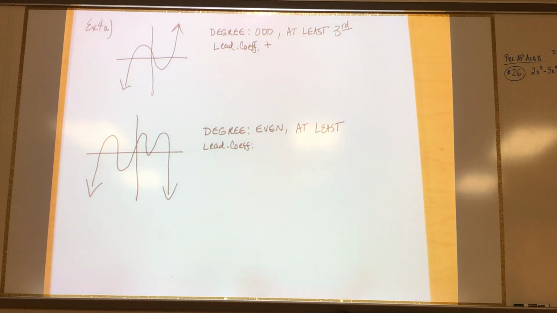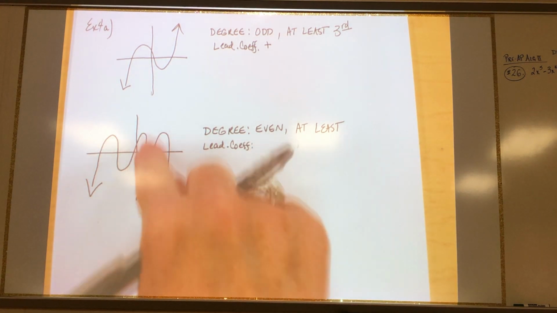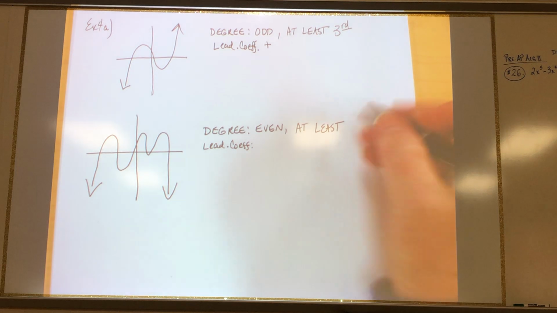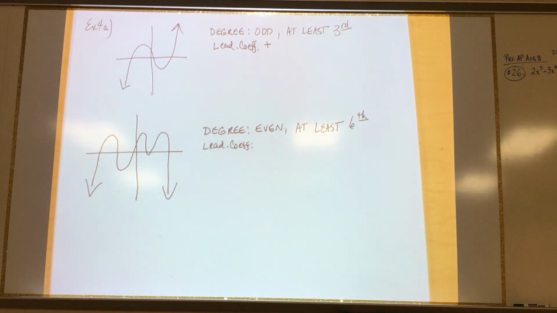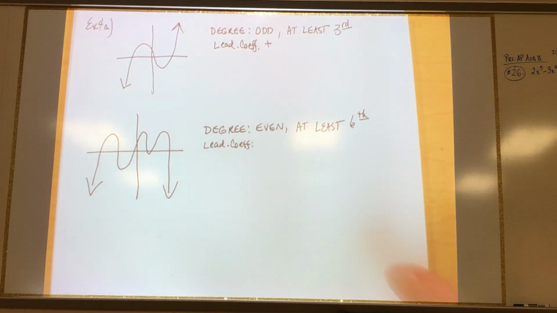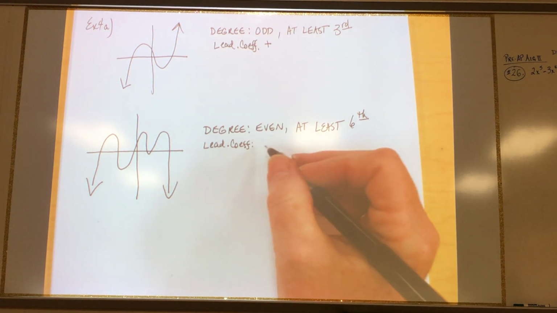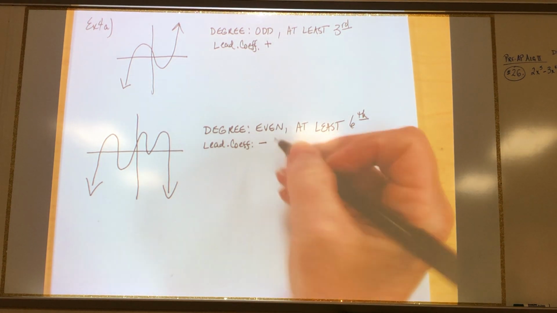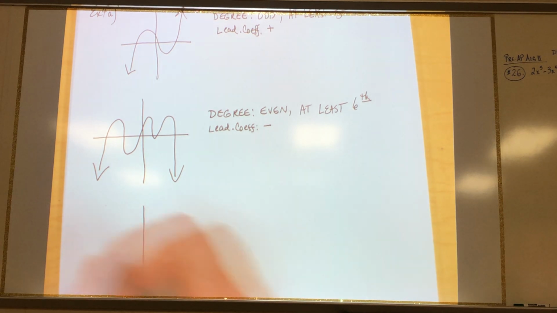So what did the rest of you do? I counted the humps. I counted the humps and did what? There's only 5. You just add 1. It's easier for me to count the humps. 1, 2, 3, 4, 5, plus 1. It is at least a 6th degree polynomial. Now we're going to talk in just a minute about how this could be an 8th degree polynomial or a 10th degree polynomial. Yeah, it sounds crazy, but it could be. What's his leading coefficient, positive or negative? Negative. Very good.